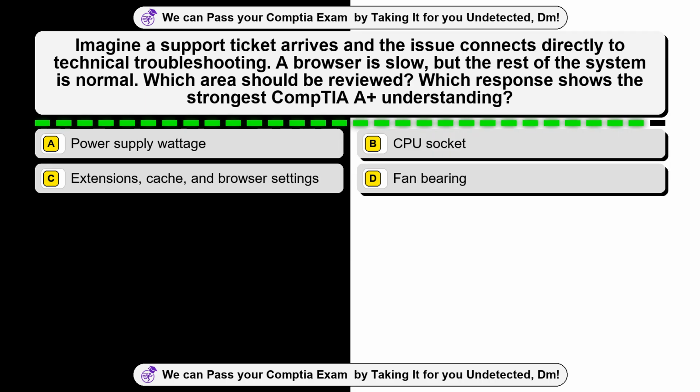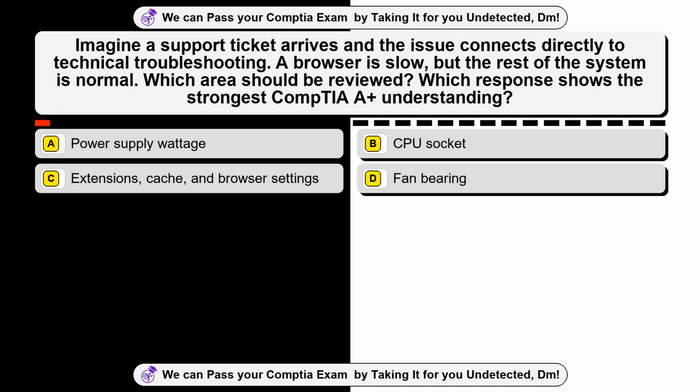Question 14. Imagine a support ticket arrives and the issue connects directly to technical troubleshooting. A browser is slow, but the rest of the system is normal. Which area should be reviewed? Which response shows the strongest CompTIA A+ understanding? Option A, power supply wattage. Option B, CPU socket. Option C, extensions, cache and browser settings.